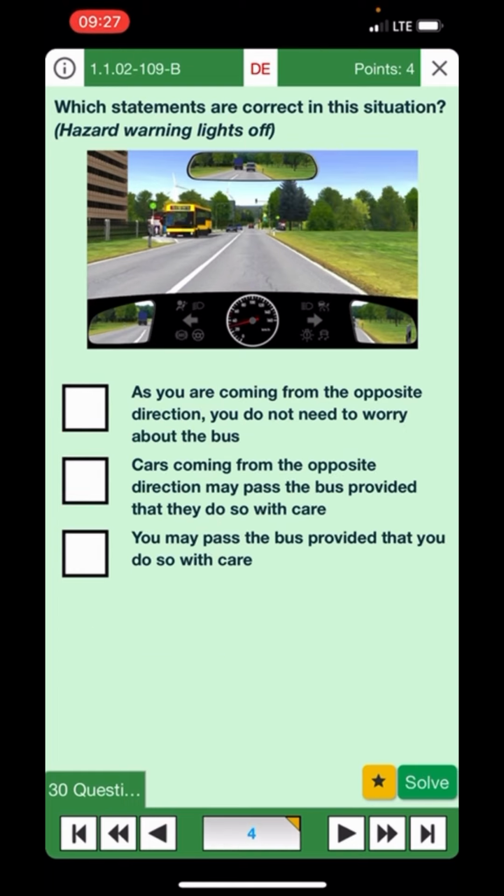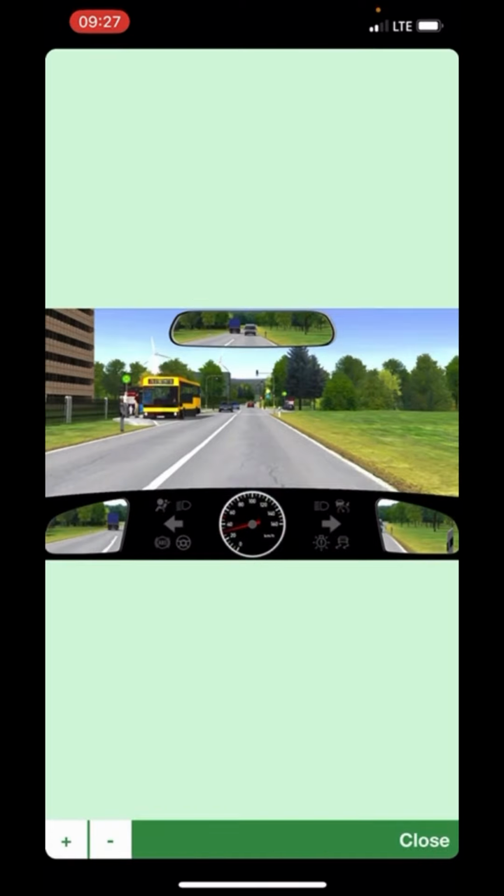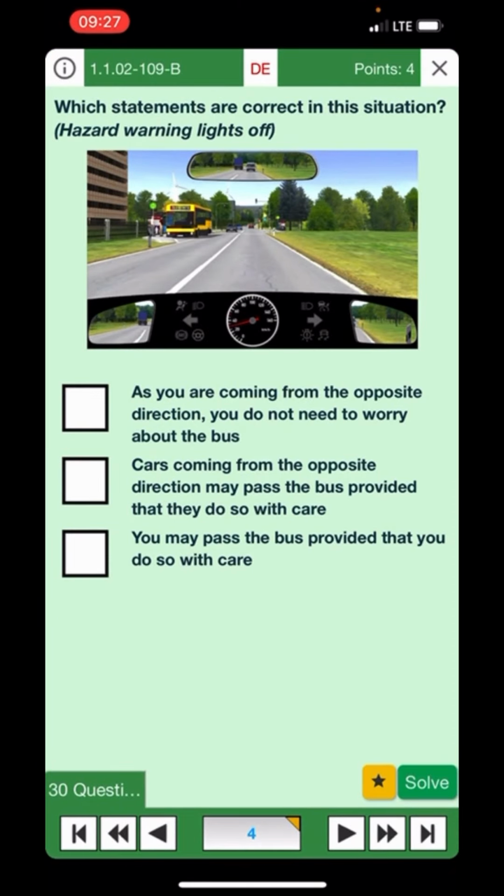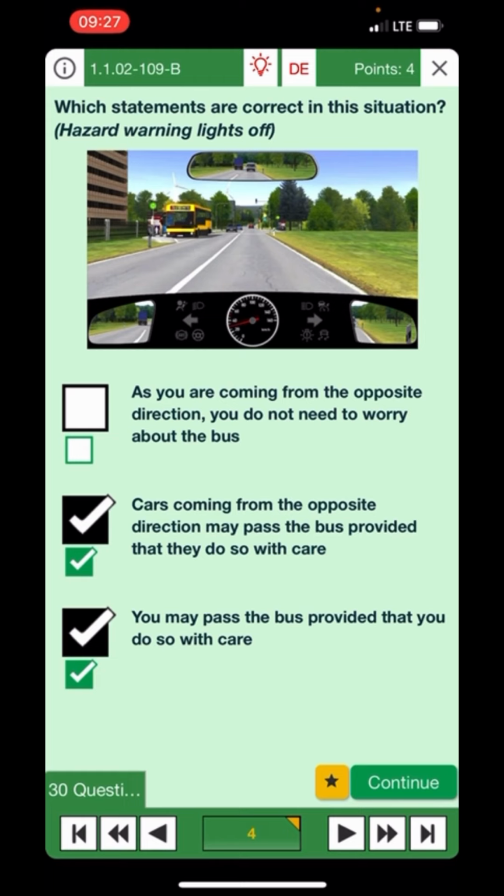Which statements are correct in this situation? Hazard warning lights off. Okay, in this case, hazard warning lights are not switched on. As you are coming from the opposite direction, you do not need to worry about the bus. No, that's not right. Even if hazard warning lights are off, you should worry about the bus. Cars coming from the opposite direction may pass the bus provided that they do so with care. Yes. You may pass the bus provided that you do so with care. Quite straightforward. Let's hit solve. Yes, that's the right answer.